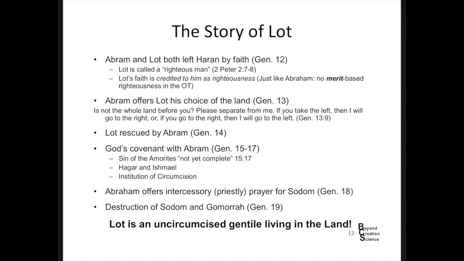Notice what happens in Genesis between the rescue of Lot, chapter 14, and the destruction of Sodom in chapter 19. Here we find the story of God's covenant with Abram, the story of Hagar and Ishmael, the institution of circumcision, and Abraham's intercession for the corrupt city of Sodom, which sets a context for what comes next in chapter 19. The order of that detail is very important, because what it means is Lot left Abraham before circumcision. And so Abraham was circumcised as a corporate body, his whole family and his servants.